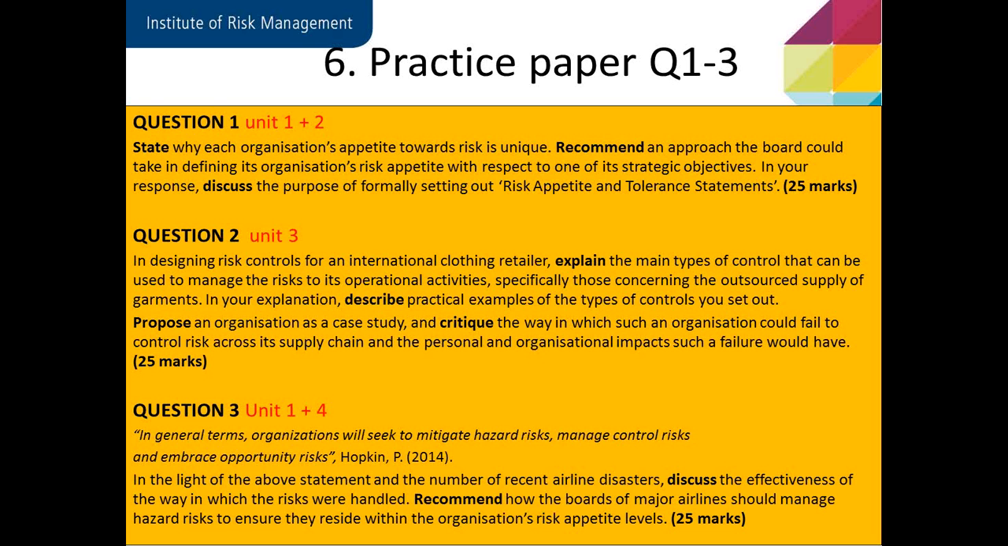Then you've got to propose an organisation, and this is where there's a bit of ambiguity. It doesn't actually require you, according to this, to actually choose an international clothing retailer. It just says an organisation. Now, my guess, I would assume that it is a clothing retailer, but arguably you could get away with actually choosing any organisation. But to be safe, I'd go with a clothing retailer and critique some of the ways in which a business could have failed to have control over its supply chain.